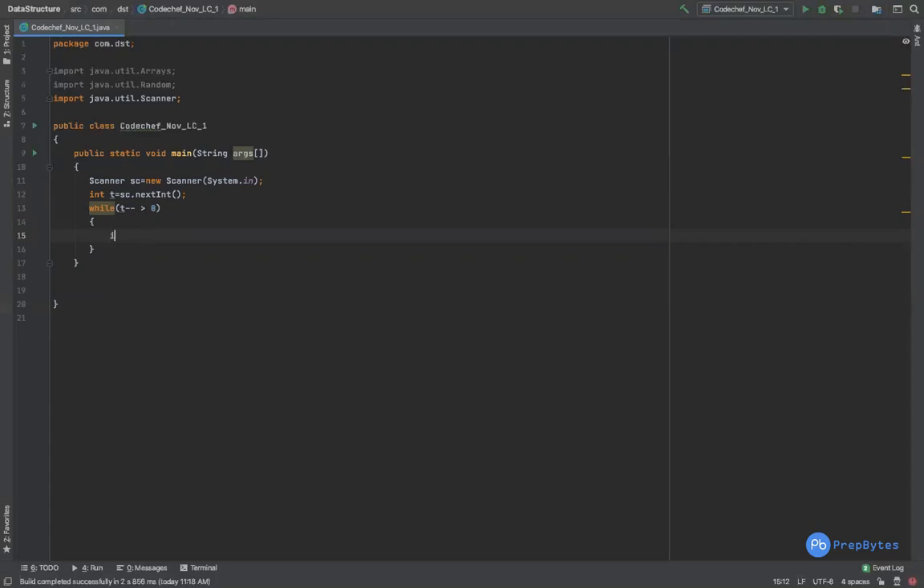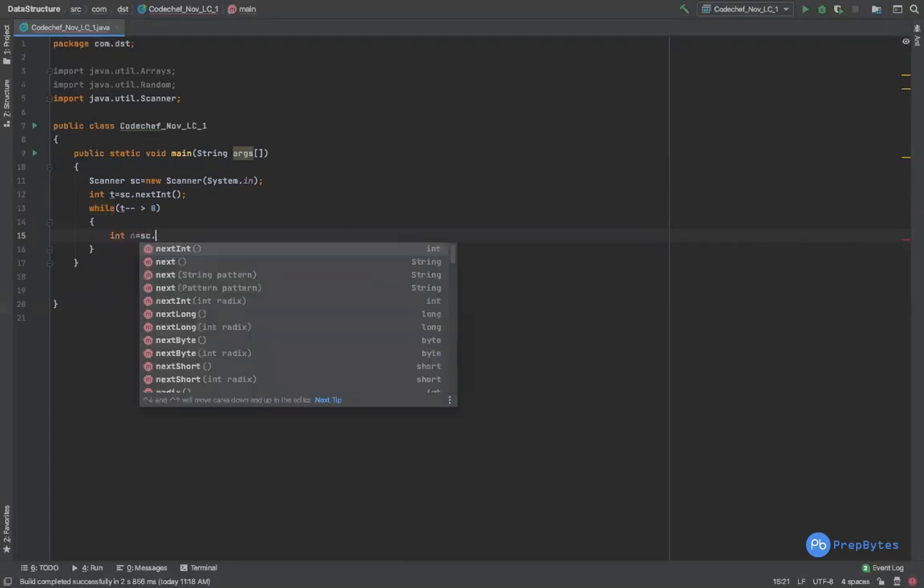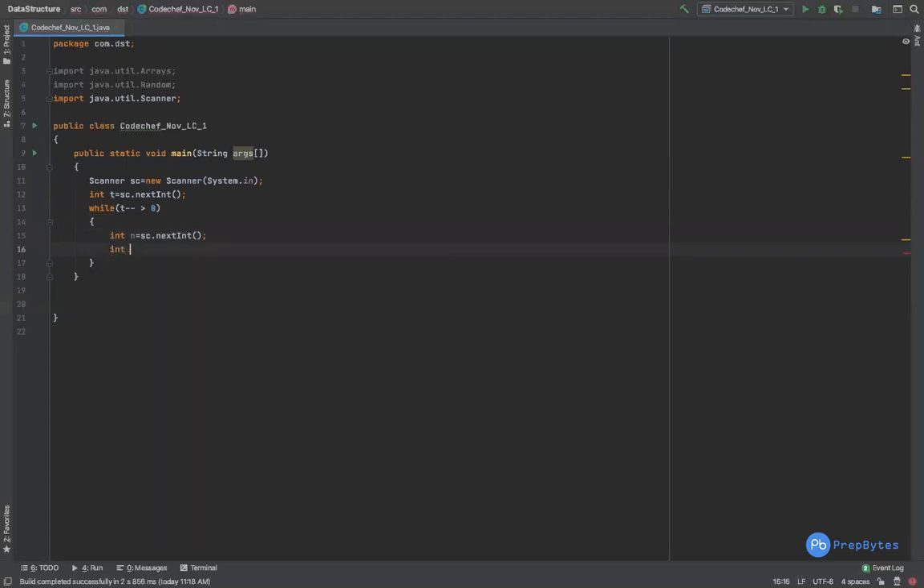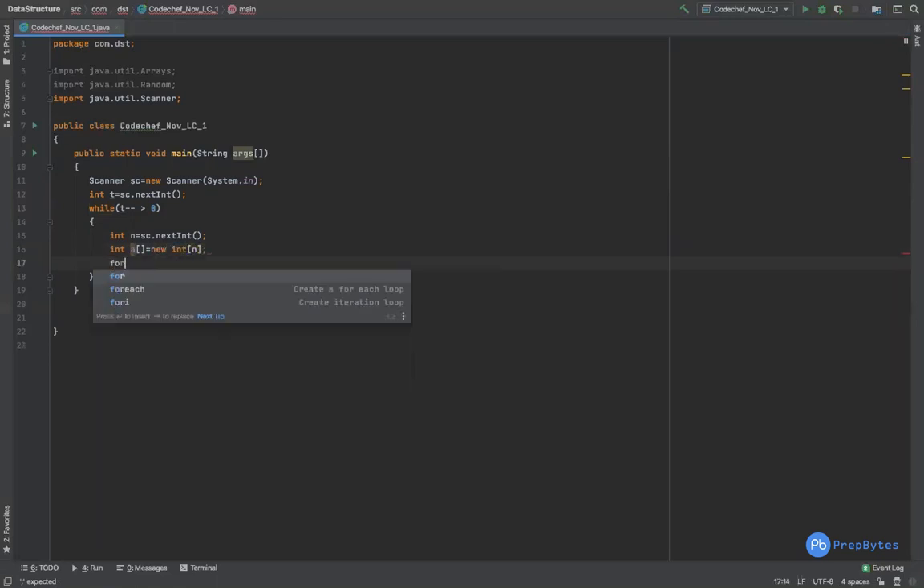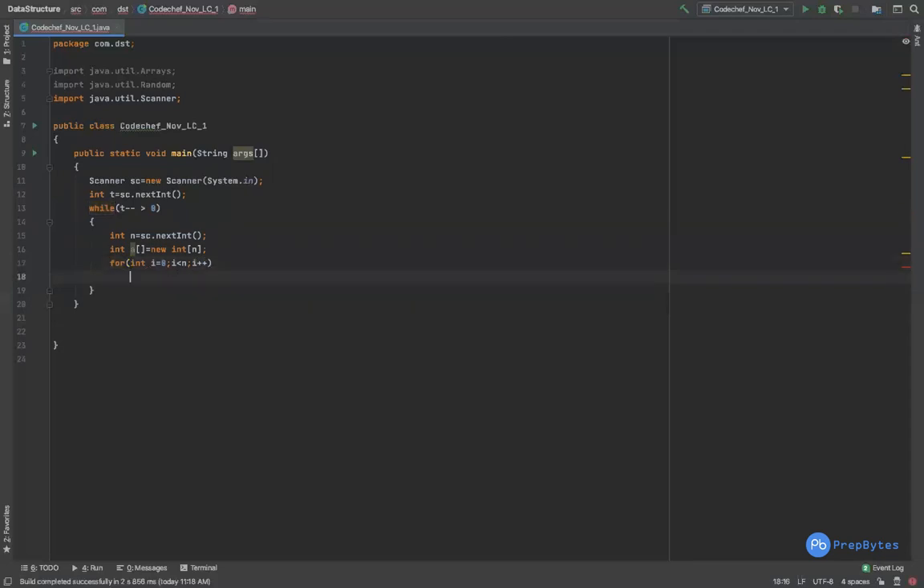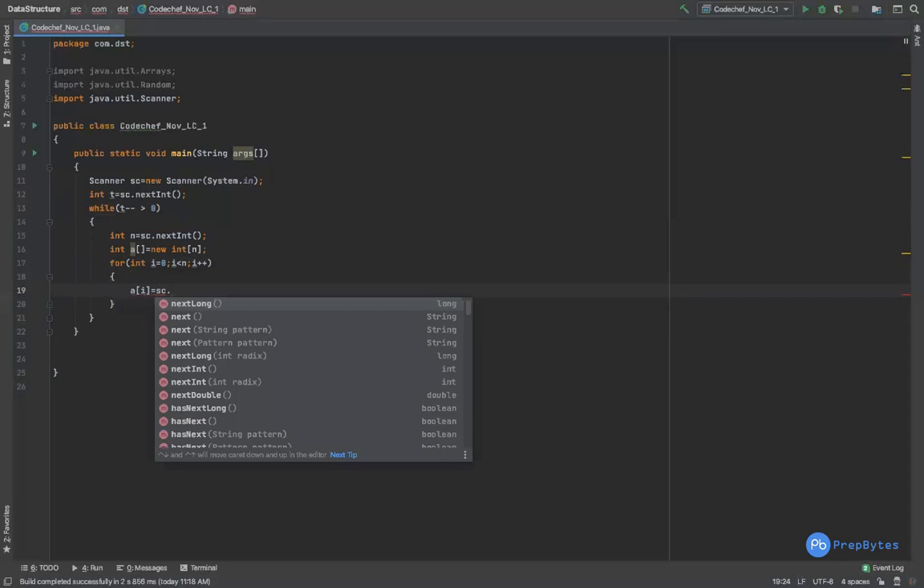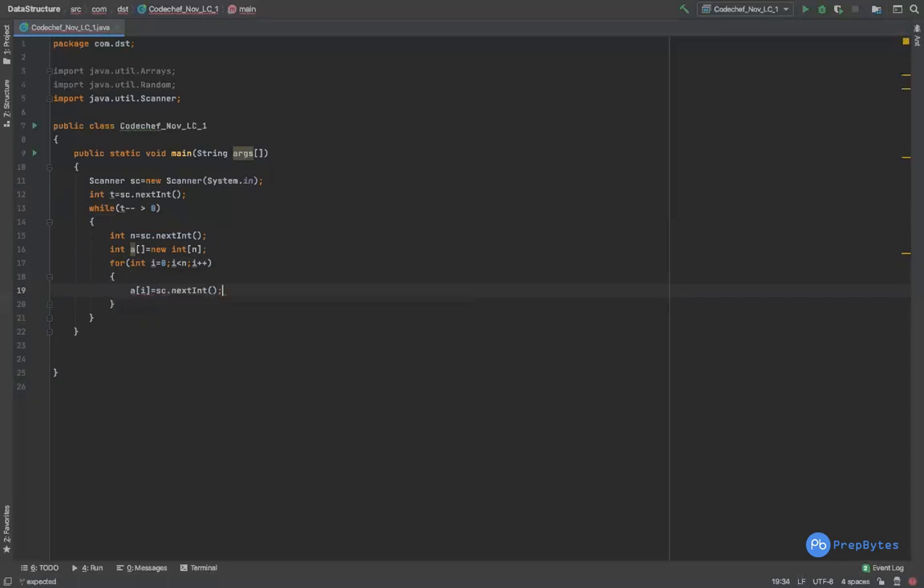Okay, now we will take the input in n, that is your number of dishes. Now we will take the time for the ith dish, that is the ith minute, and I am storing it in this array a, which will be of size n. Here I have taken the input in the array.